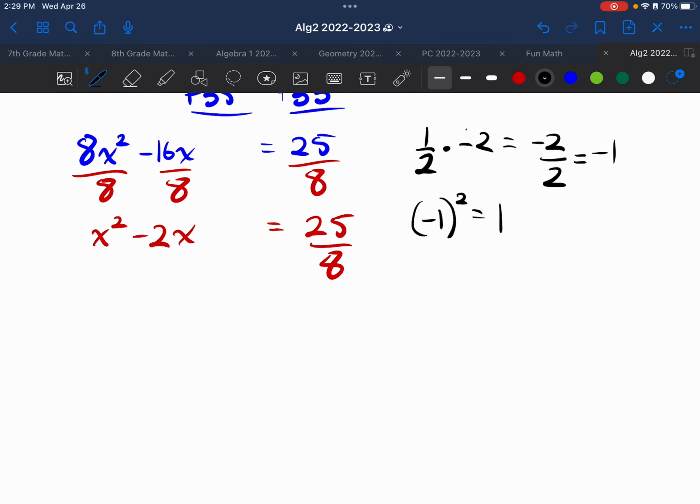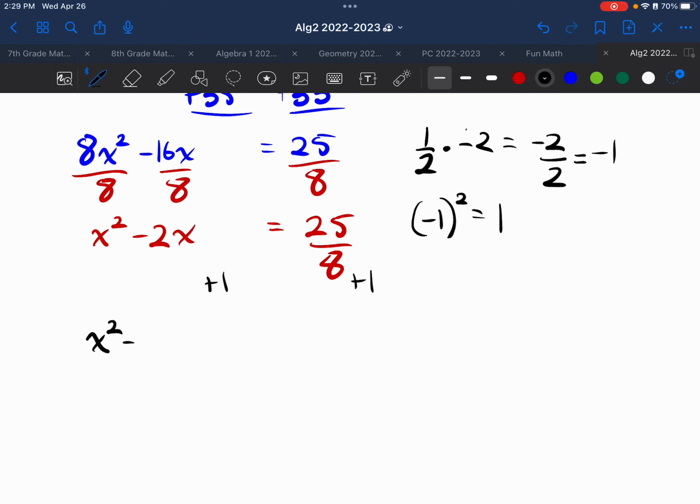So that's the number that completes the square. A positive 1 completes the square. I'm going to add that 1 right here, and I'm going to add that 1 right here. I have to do it to both sides of the equal sign, right? So on the left and to the right of the equal sign. And then from here, I guess I'll do this one more in depth without skipping steps.